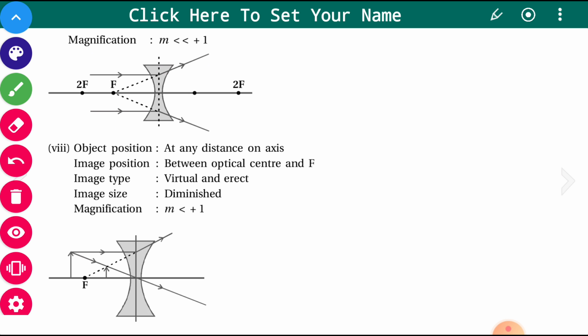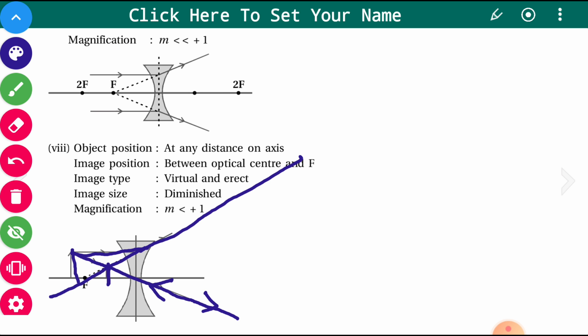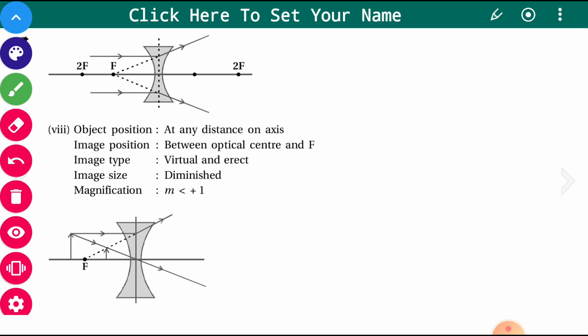Then if the object is placed anywhere, at any distance on the axis, the ray parallel to the principal axis diverges after refraction, and if extended backward it will pass through the focus. The ray passing through the optical center will go without refraction. If they are extended in the backward direction, they will form the image somewhere here, which is virtual and erect, and it will be a diminished image. So these are the different images which are formed by the convex and concave lens.